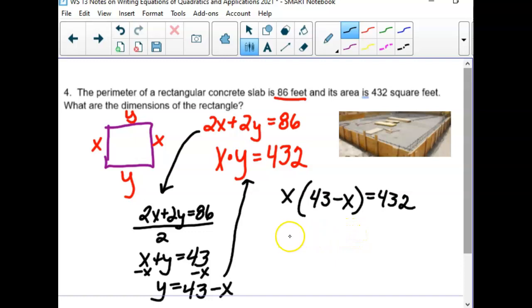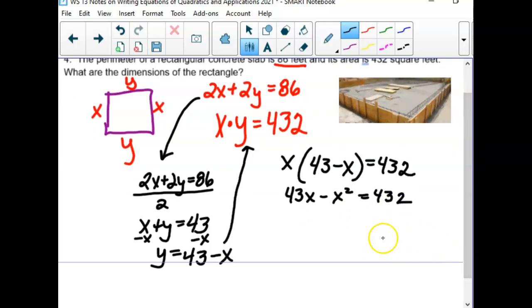Okay, I'm going to take us back to last week, and we're going to solve a quadratic. We're going to distribute 43x minus x squared equals 432. How do we solve a quadratic? We can factor, we can complete the square rooting. We can use the quadratic formula, right?